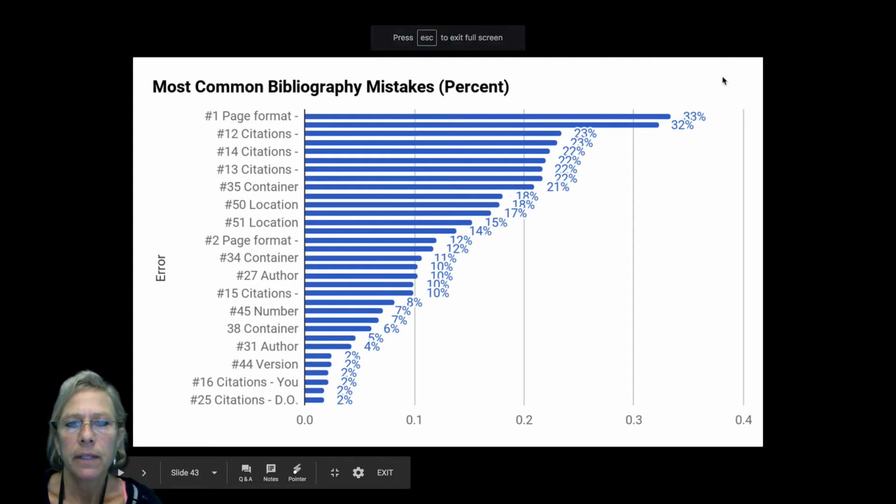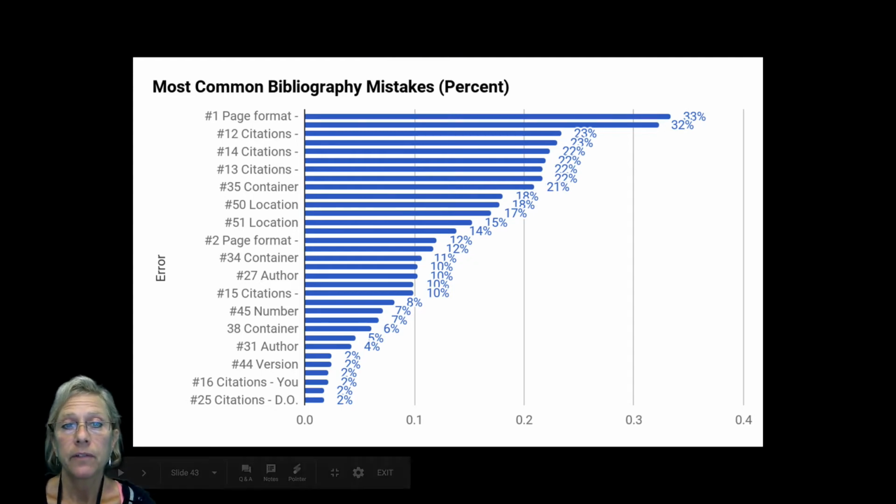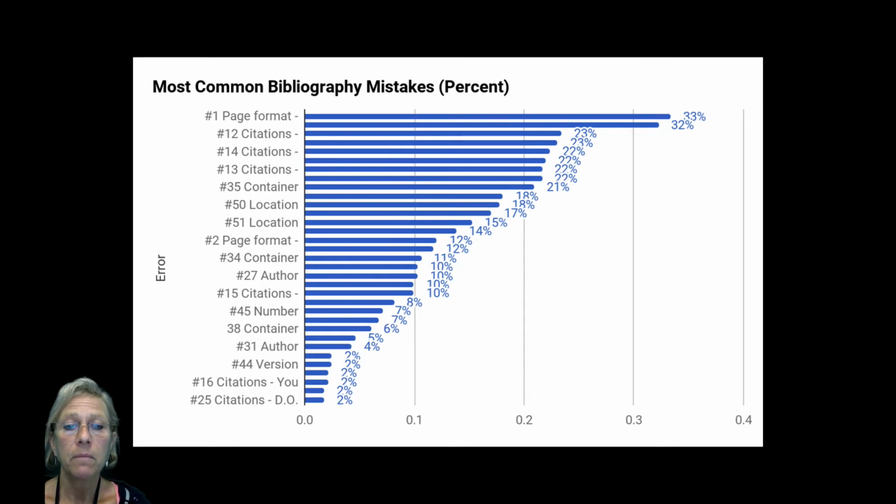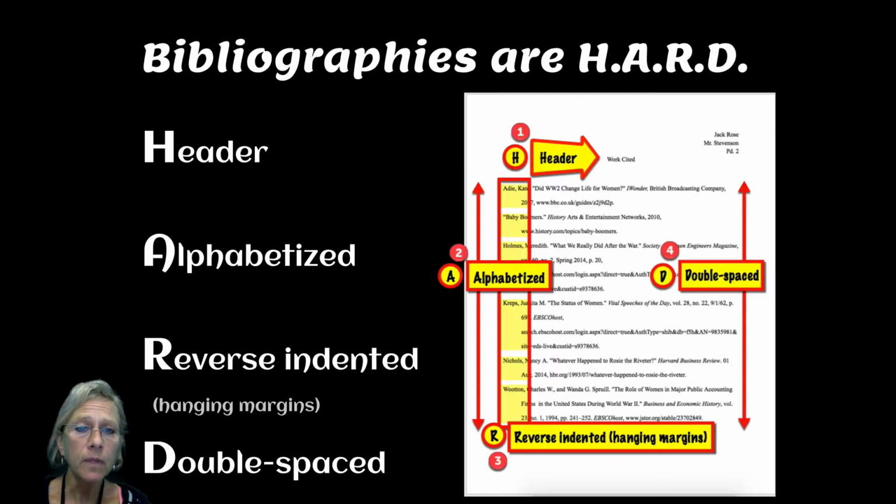So last year we graded nearly 400 bibliographies over the course of 2.5 months, and we found that the most common mistake was that the page was not formatted correctly, which is such a no-brainer and so easy to solve. So I'm borrowing Ms. Browner's acronym. Bibliographies are hard, and these are the 4 rules that will certainly get your page formatted correctly.